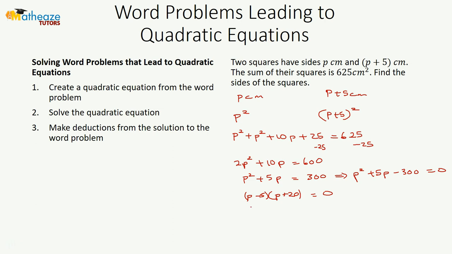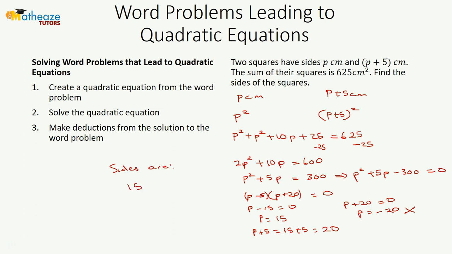So we have P minus 15 equal to 0, P plus 20 equal to 0. So P is 15 here, P is negative 20. Because a length cannot be negative, we ignore this and we say P plus 5 is 15 plus 5, which is 20. So let's go here and say the sides are 15 centimeters and 20 centimeters.